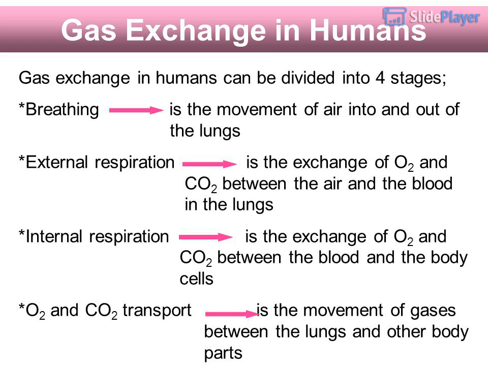Gas exchange in humans can be divided into 4 stages. Breathing is the movement of air into and out of the lungs. External respiration is the exchange of O2 and CO2 between the air and the blood in the lungs. Internal respiration is the exchange of O2 and CO2 between the blood and the body cells. O2 and CO2 transport is the movement of gases between the lungs and other body parts.